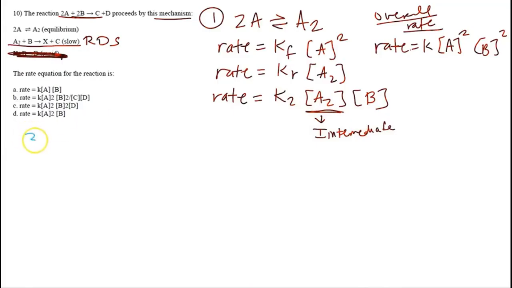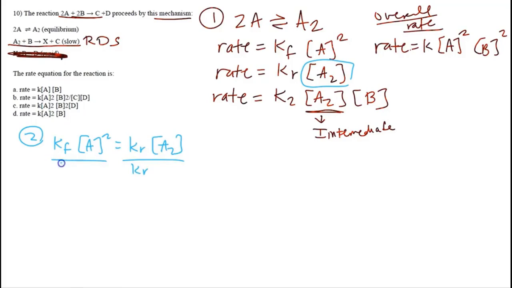So the second step here is going to be setting our equilibrium rates equal to one another so that we can solve for the rate we're looking for, A2. Okay? So that means our K forward, A squared is equal to K reversed, A2. Divide by K reversed, divide by K reversed. So my A2 is equal to K forward divided by K reversed, A squared. There we go.